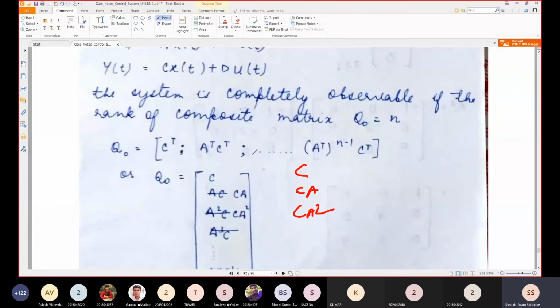Try to remember this formula, not the transpose one, which will be very difficult to remember. So CA square up to CA to the power n minus 1. That is the observability matrix, and try to find C and substitute it in this.